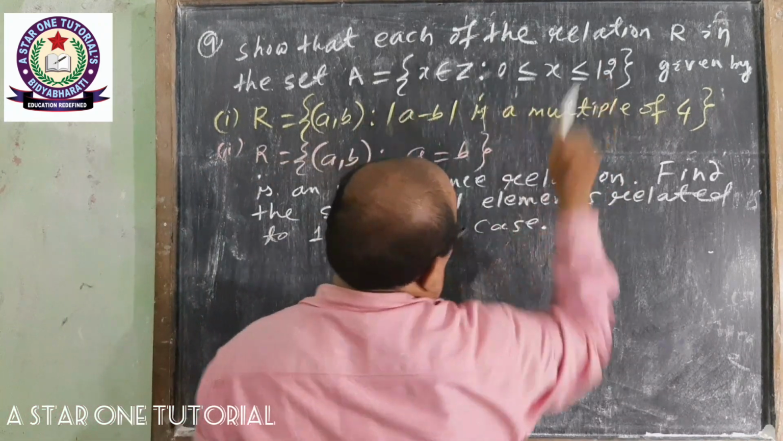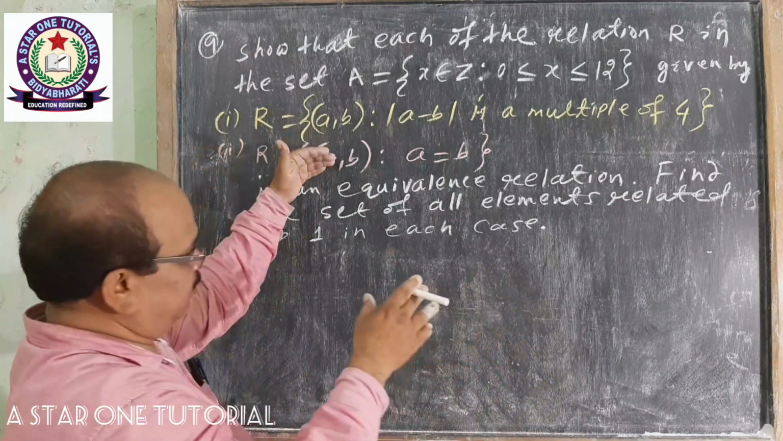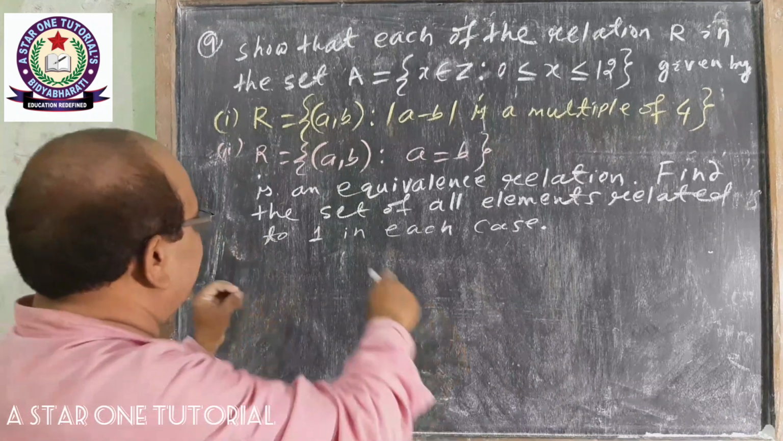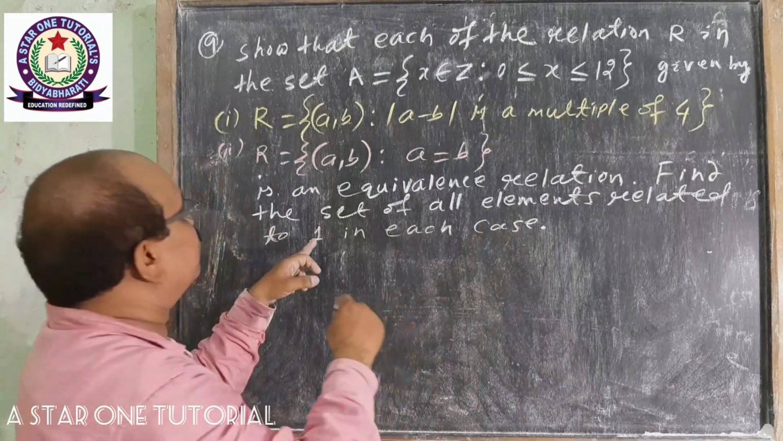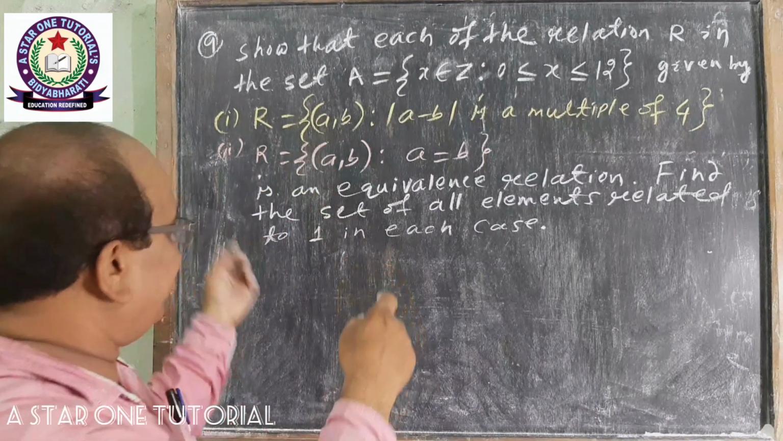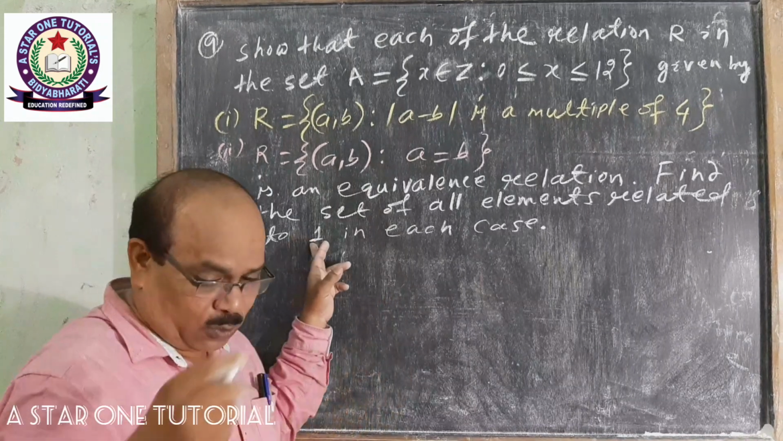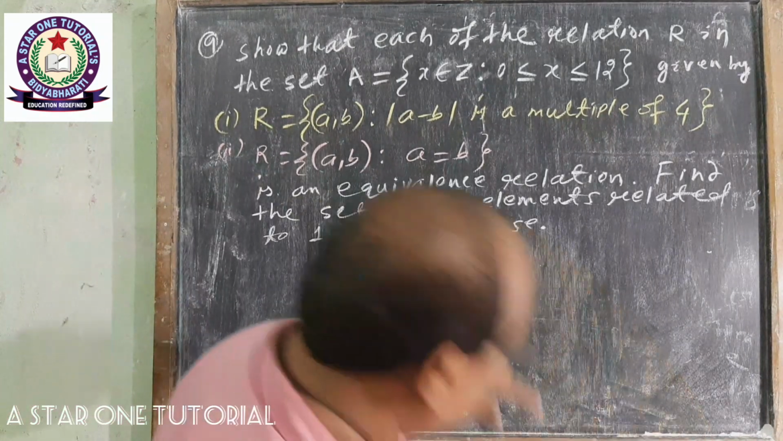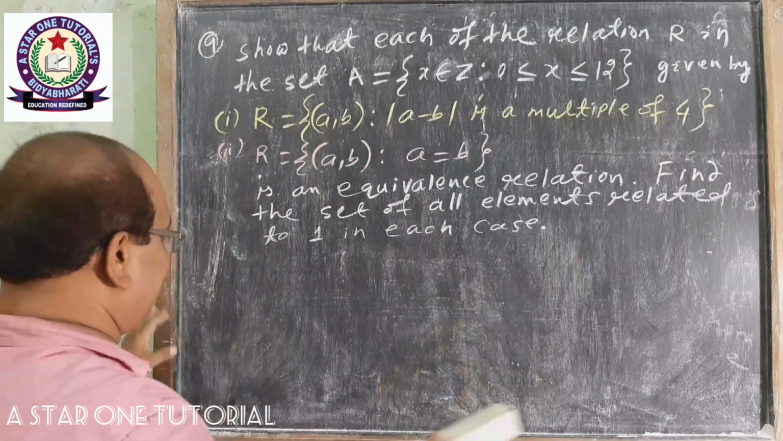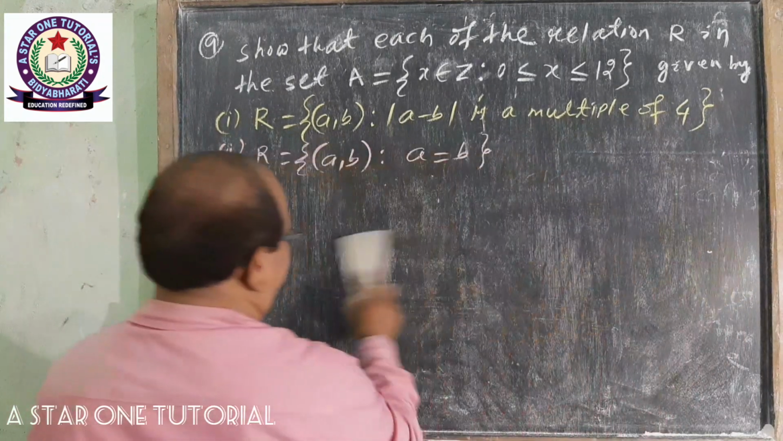from 0 to 12. Again, in each case we have to find the set of elements related to the element 1. In each relation we have to find the set of elements which are related to 1, that is the equivalence class of 1. We have to find the equivalence class of 1 for each question. Okay, let us solve the first one.